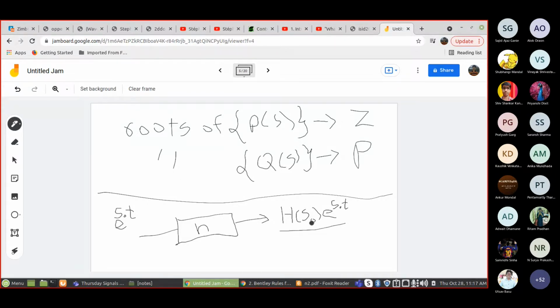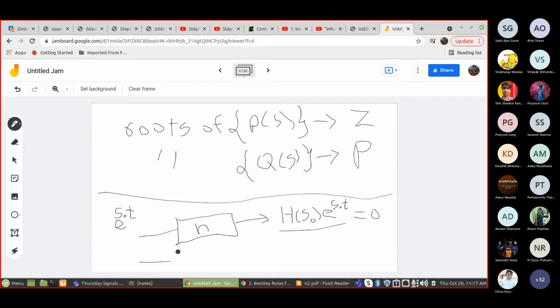Now, if s naught is a zero of your transfer function, then this quantity will be 0. So it does not allow complex exponentials at zeros of the transfer function to pass through this system. The system response is 0. This is one way to look at it, and the other way is just because H of s vanishes at these specific complex numbers, they are called zeros of the transfer function.